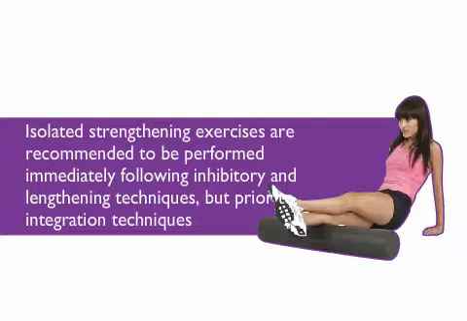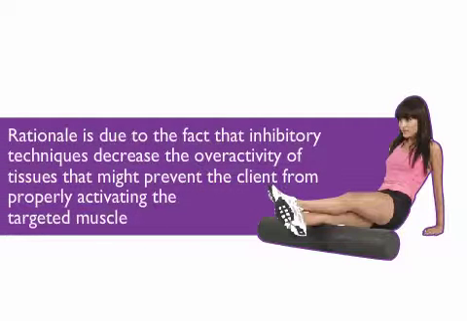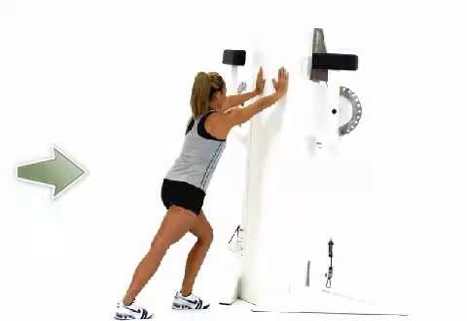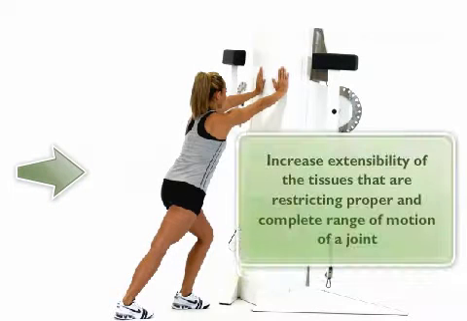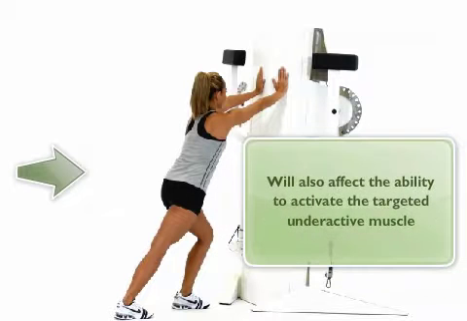Isolated strengthening exercises are recommended to be performed immediately following inhibitory and lengthening techniques, but prior to integration exercises. The rationale for this sequence is due to the fact that inhibitory techniques decrease the overactivity of tissues that might prevent the client from properly activating the targeted muscle. Also, lengthening techniques increase the extensibility of the tissues that are restricting proper and complete range of motion of a joint, which will also affect the ability to activate the targeted underactive muscle.